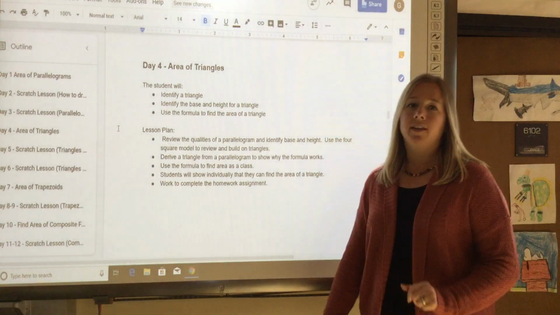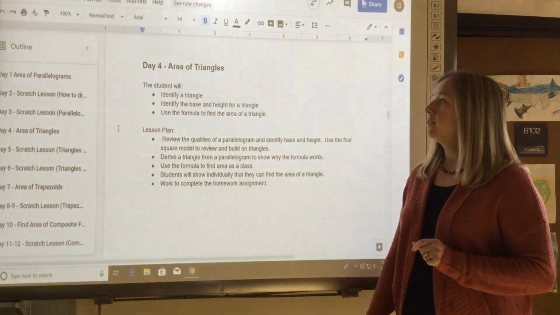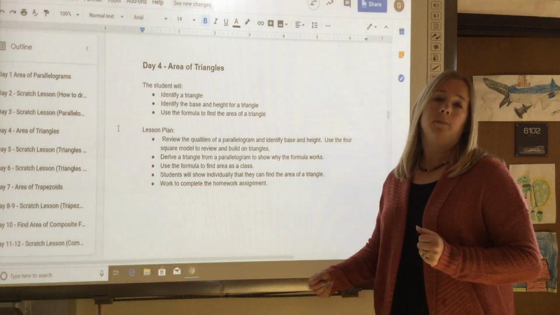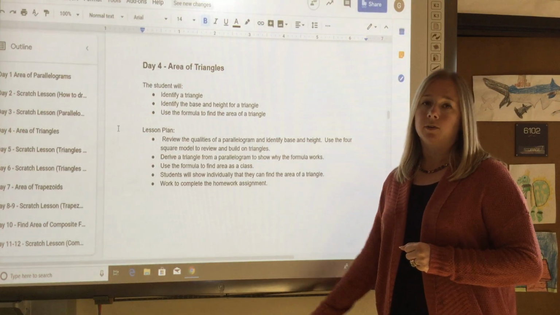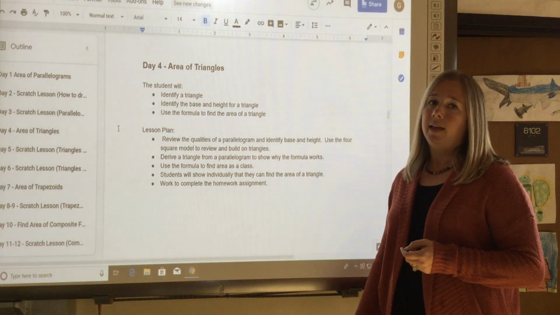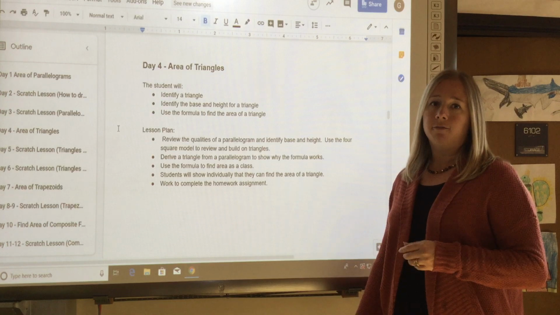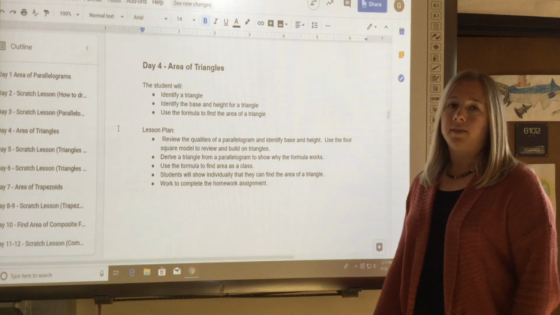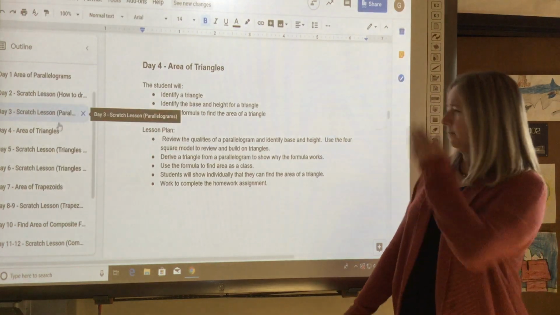On day 4 then, we're ready to move on to triangles. And so we review a little bit about what it is to be a triangle and their qualities. We're able to identify base and height, and we're also deriving the formula from a parallelogram so that they can understand why it works.